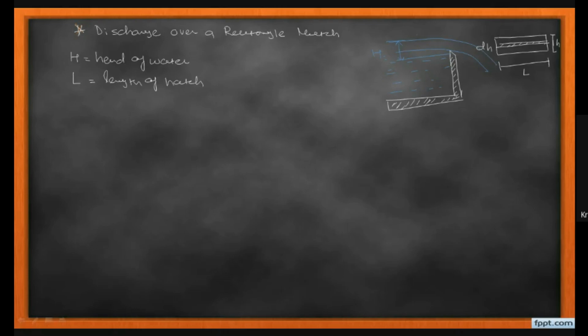Now we consider the elementary strip, having a thickness of dh and a length L, so the area of the strip is dh into L. Now the theoretical velocity of the strip, meaning the velocity of water flowing through the strip, is considered as theoretical, so it is the square root of 2gh.